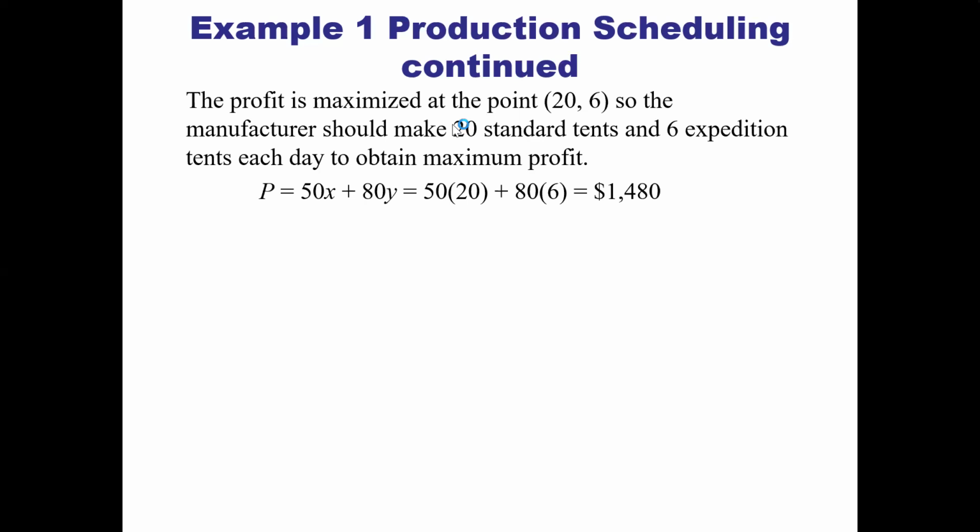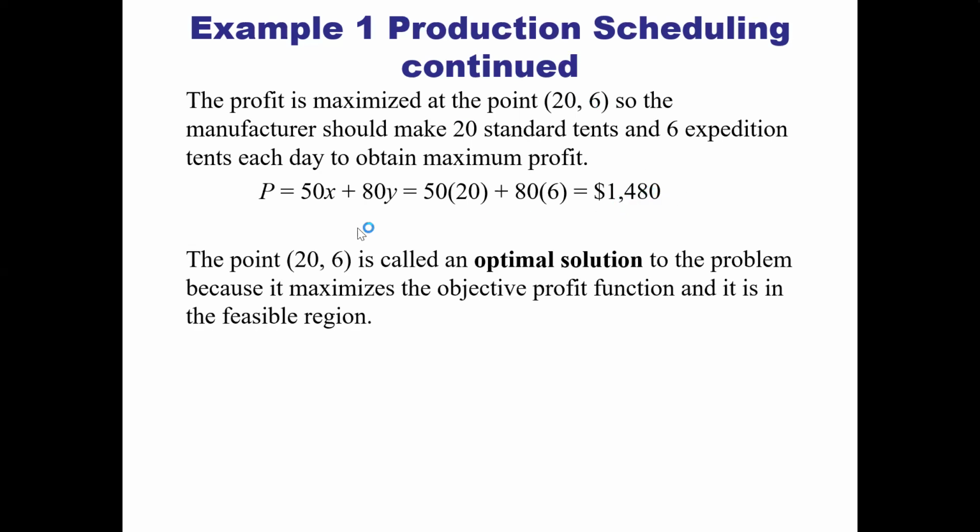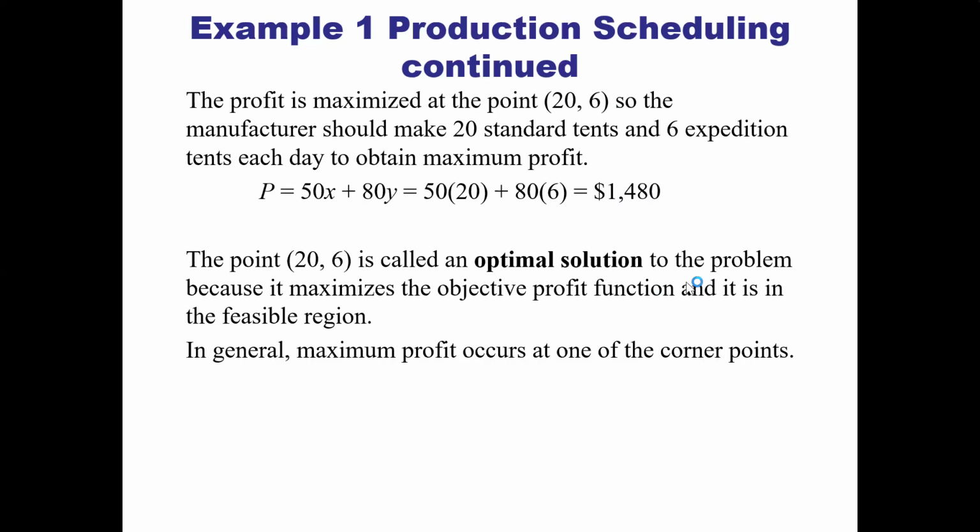So the manufacturer should make 20 of the standard tints, which is our X, and 6 of the expedition tints, which is our Y, each day to obtain our maximum profit of the $1,480. Okay. Now, the point 20, 6 is called the optimal solution to the problem because it maximizes the objective profit, which is our objective function, and it's in the feasible region.